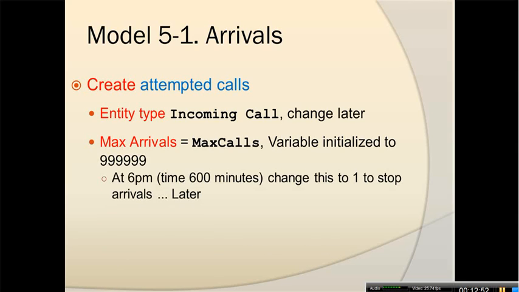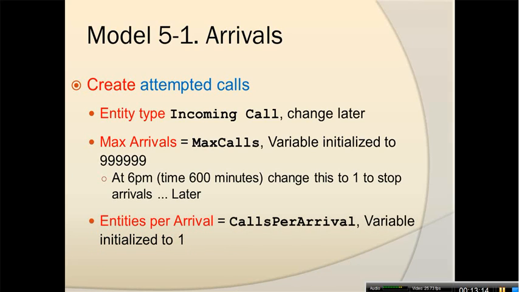At 6 p.m., which is time 600 minutes, we change this variable to 1 to stop the arrivals. We'll discuss this in more detail later in the model. And the entities per arrival will be calls per arrival, which is also going to be a variable, and it will be initialized to 1.